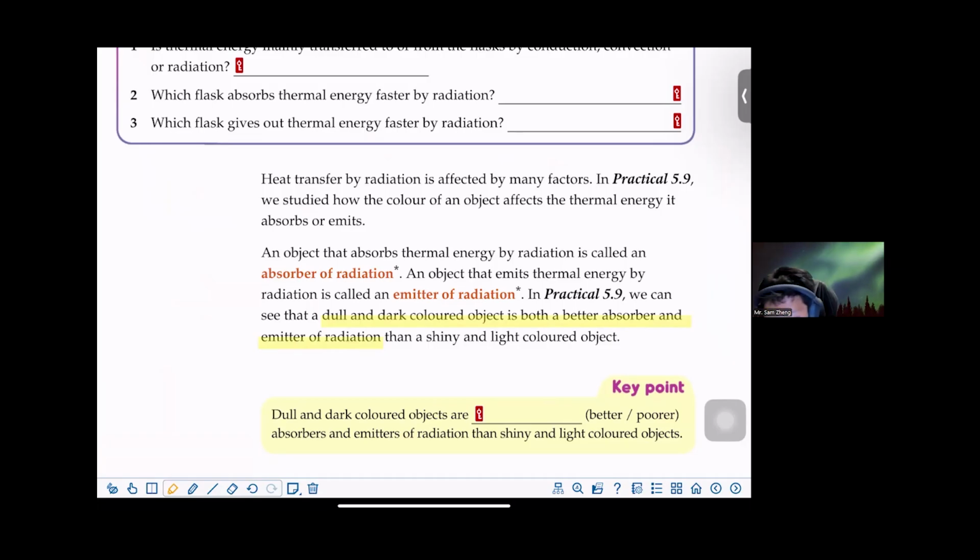But on the other hand, shiny and light colored objects are poor absorbers and also emitters of the radiation, as they emit and absorb thermal energy comparatively not that well compared to dark black colored objects. They reflect away the thermal energy. Therefore, they are bad absorbers or emitters of the radiation.